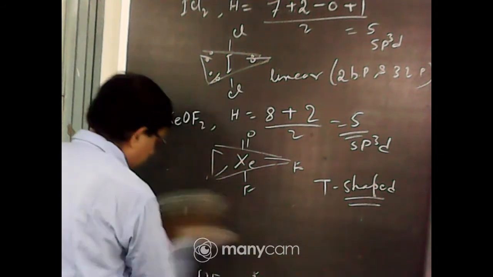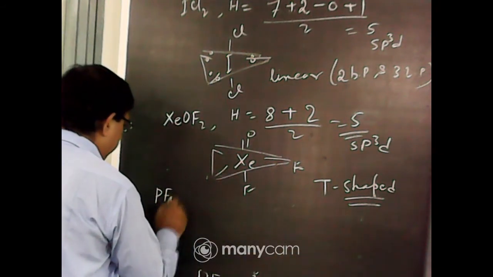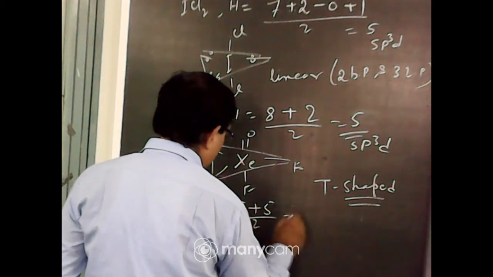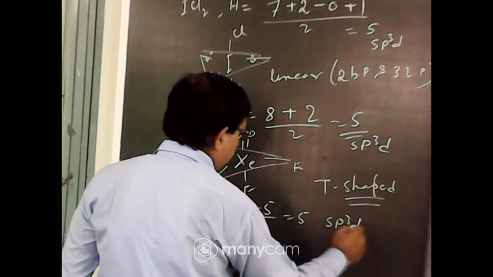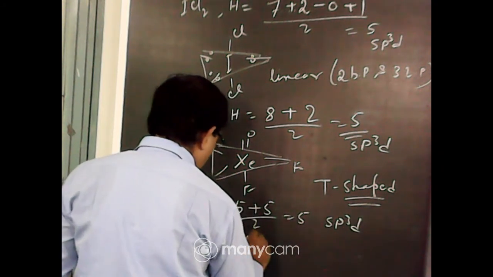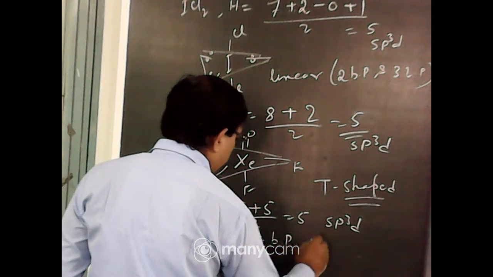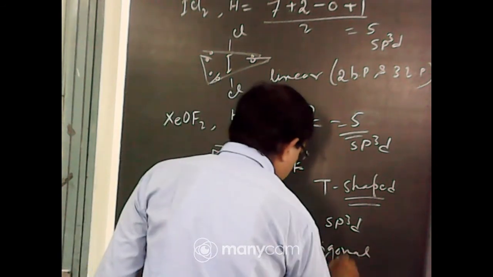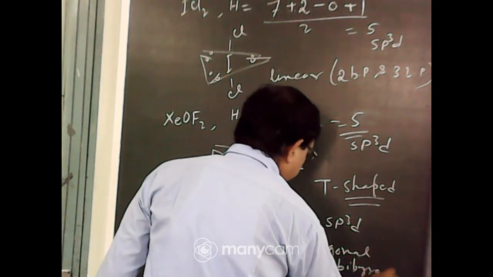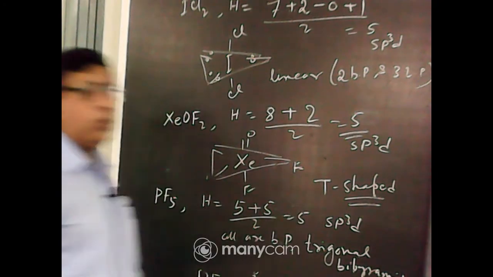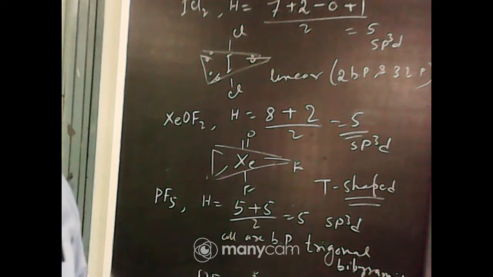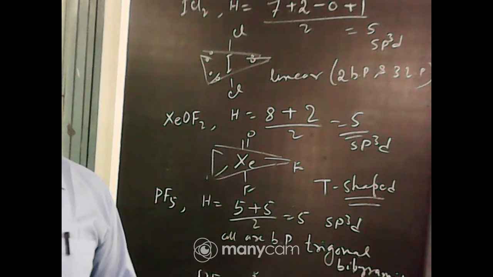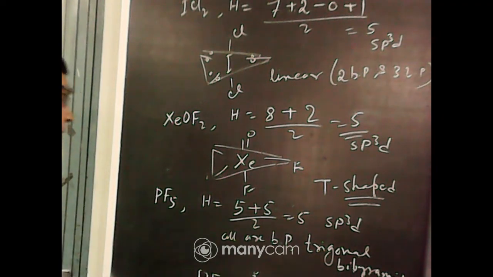Now PF5. What will be H? Phosphorus has valence electrons 5 and 5 monovalent atoms, divided by 2. 5, sp3d. All are bond pairs. So what will be the ideal shape? Trigonal bipyramidal. So in PF5, the phosphorus atom has sp3d hybridization, and since all 5 electron pairs are bond pairs, it has the ideal shape of trigonal bipyramidal.